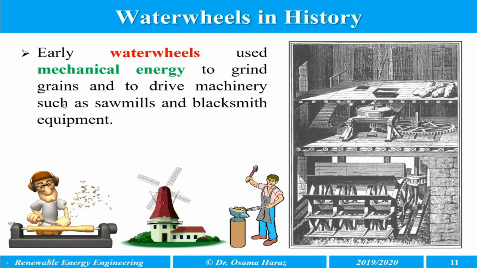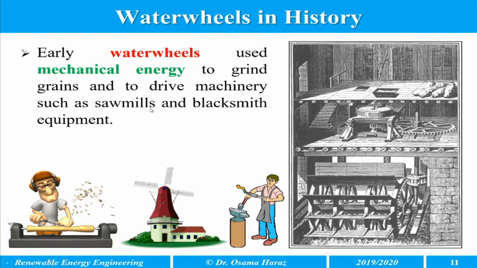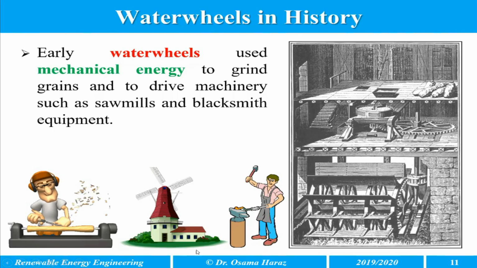Water wheels in history: the early water wheels used mechanical energy to grind grains and to drive machinery such as sawmills and blacksmith equipment. In early days, the water wheel was used in different ways, like grinding grains or driving machinery like blacksmith and sawmill equipment. This is one of the ancient water wheels that was used for grinding grains, for example.